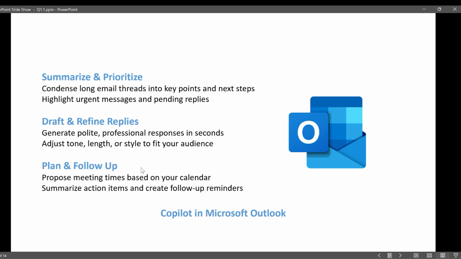Copilot can also help you plan and follow up. It can look at your calendar to suggest suitable meeting times, summarize action items, and even create reminders and follow-up tasks. In short, Copilot turns Outlook into a personal communication assistant, helping you manage your inbox efficiently, respond thoughtfully, and stay organized without the stress of constant email overload.